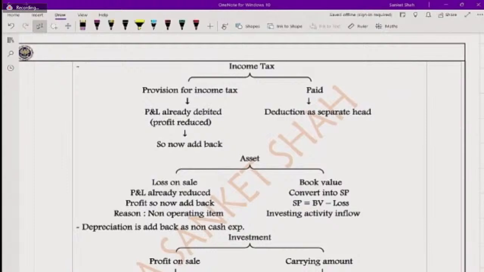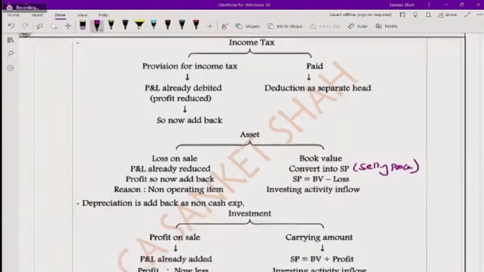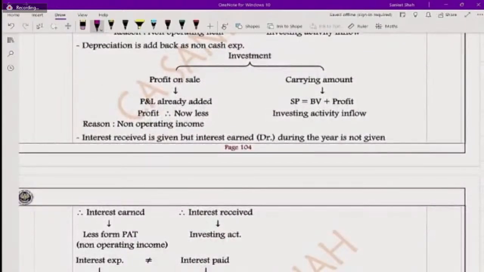Asset loss on sale: loss on sale is already reduced in the debit of P&L, so profit we will add back. Non-operating item. Everything is given. Yes, the index gives you the complete detail. And book value is converted into selling price. SP means selling price. So investing activity. Similarly, depreciation is non-cash expenditure. Then investment, profit on sale less, and carrying amount converted into selling price. So you know this. With reason I have given it here in the index.